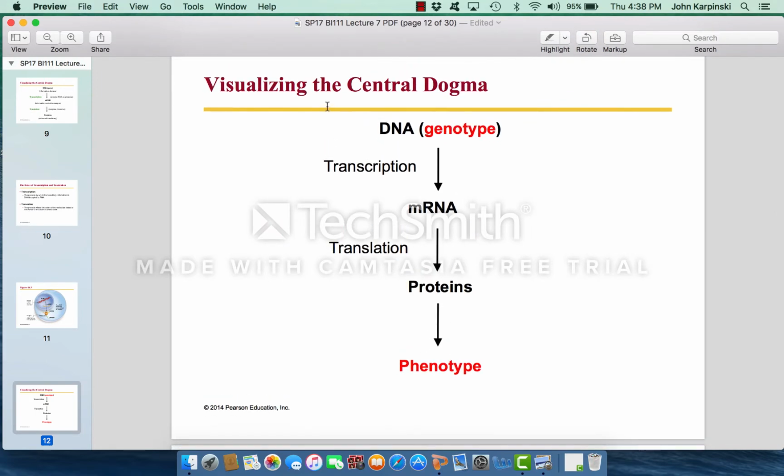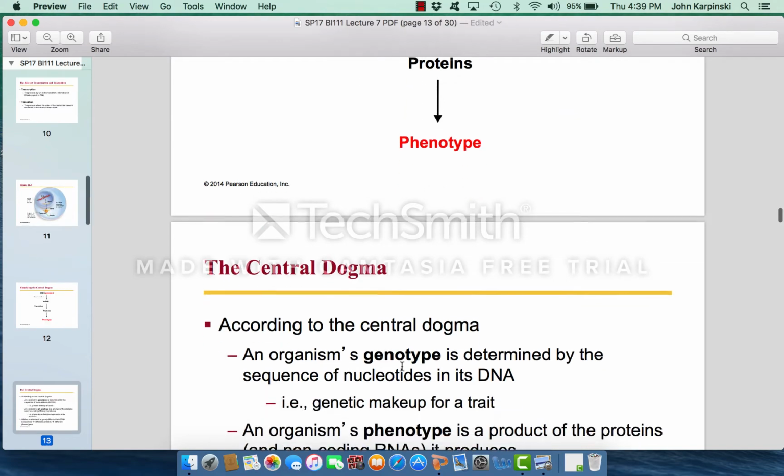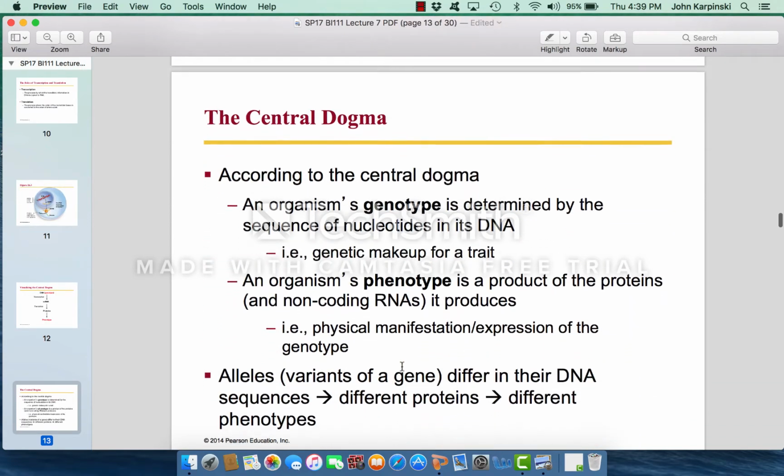Again, here's just another way to summarize the central dogma. The central dogma states that DNA is transcribed into messenger RNA, which is then translated into protein. DNA is our genotype, the hereditary information, and the phenotype is the result of the protein product, and that is the expressed physical trait or characteristic.